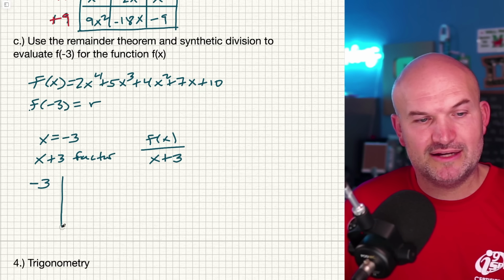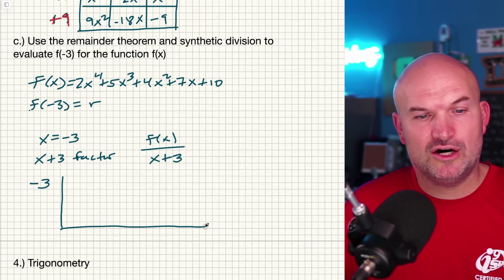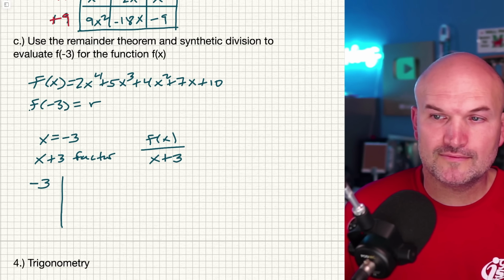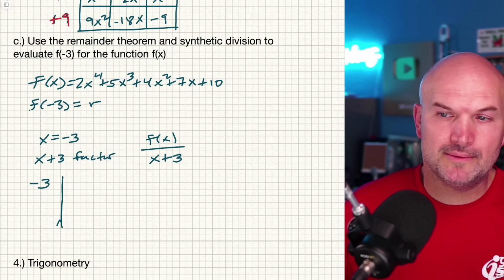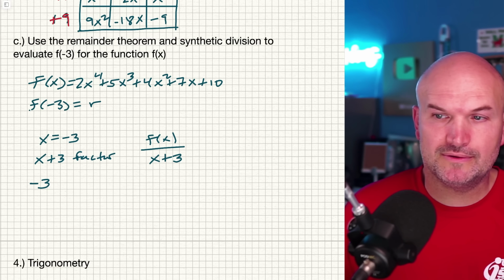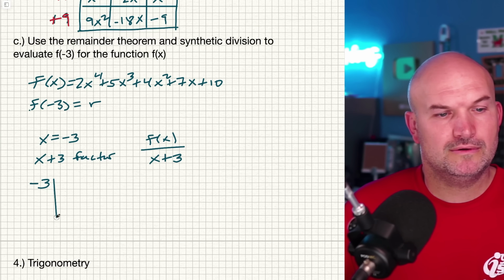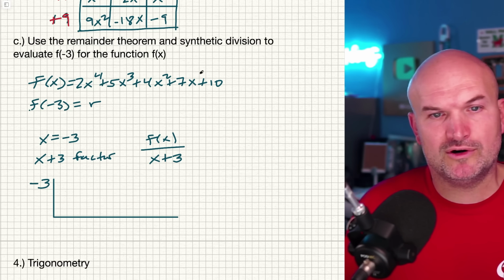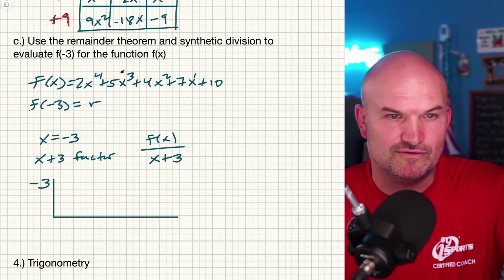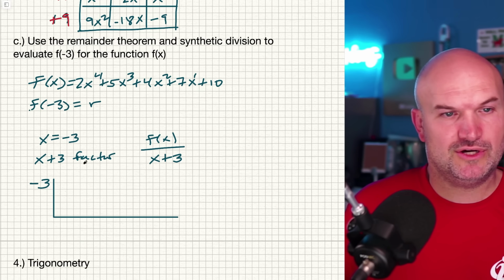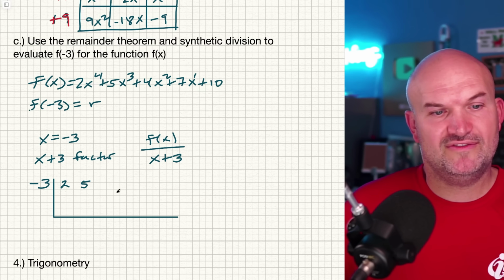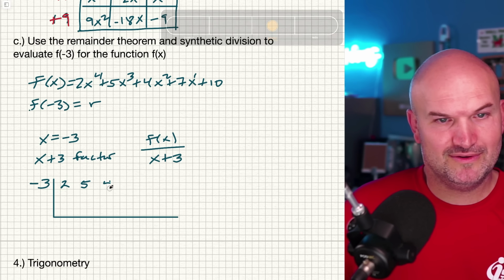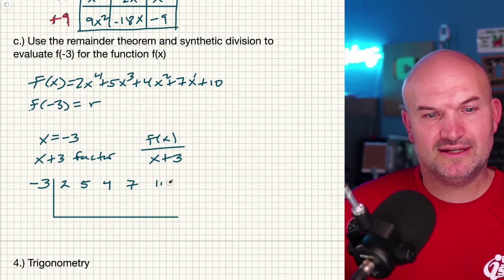So I'll take that number on the outside, and then let's go and take all the coefficients of my polynomial. So let's write it like that. So again, make sure you have it in descending order and make sure you have everything listed. So 4, 3, 2, 1, 0. So I'll have a 2, 5, 4, 7, and 10.